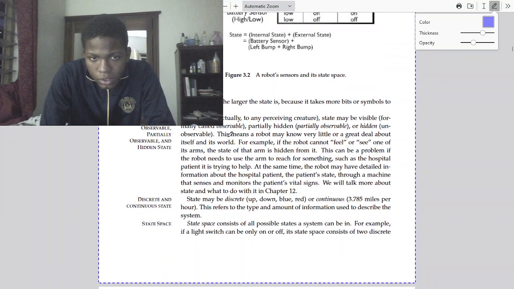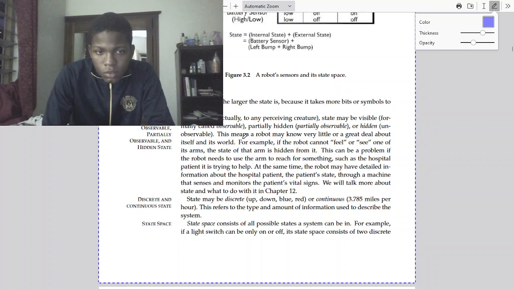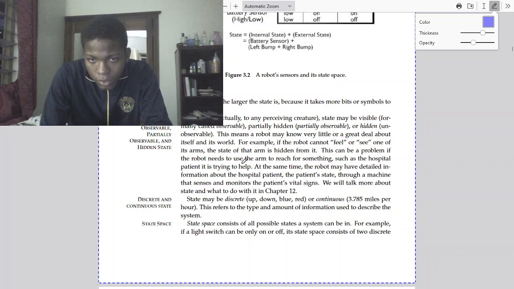To a robot, or actually any perceiving creature, state may be visible or observable, partially hidden, partially observable, or hidden. Meaning that a robot may know very little or a great deal about itself and its world. For example, if the robot cannot feel or see one of its arms, the state of the arm would be hidden from it. Oh, I understand that.